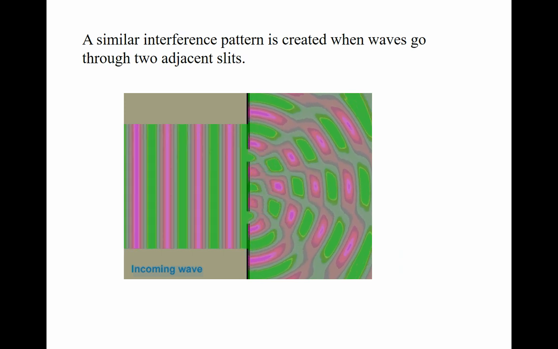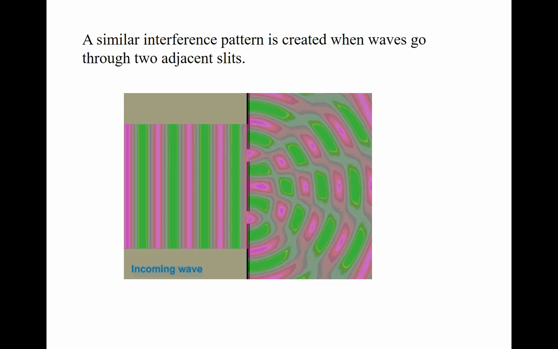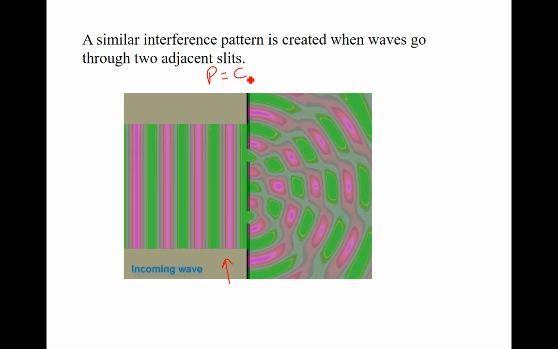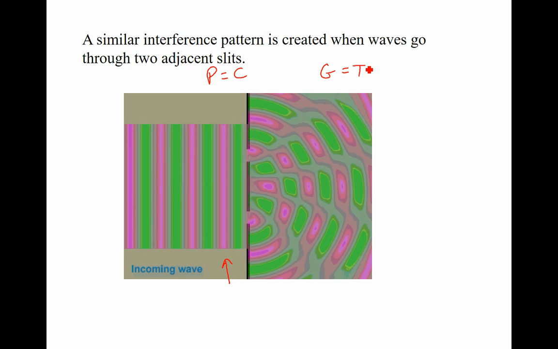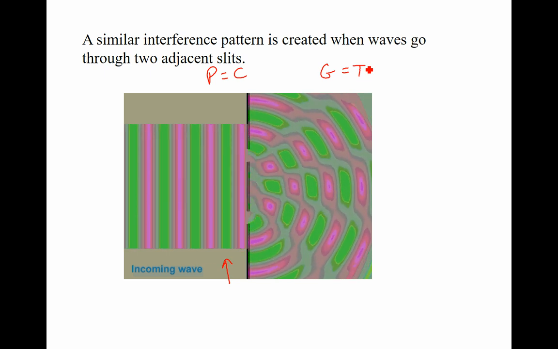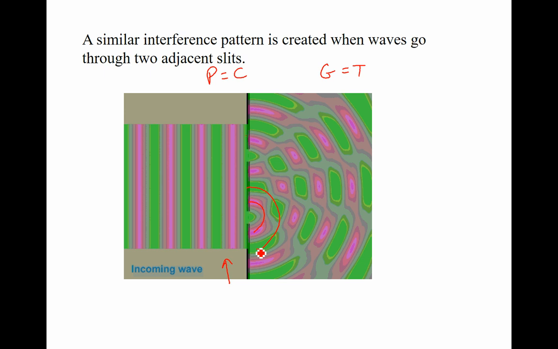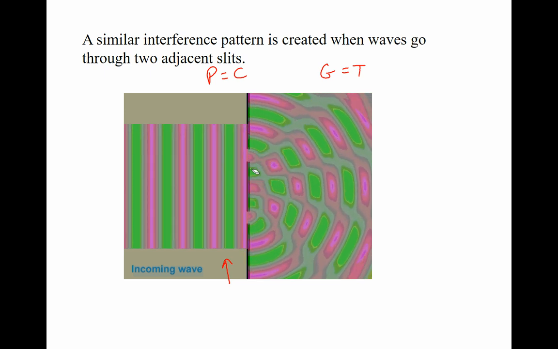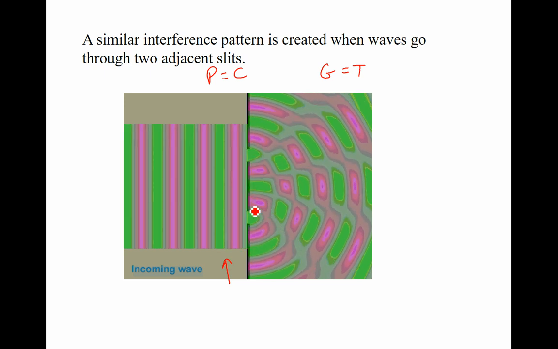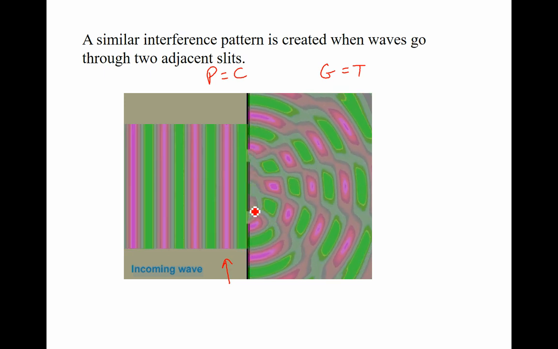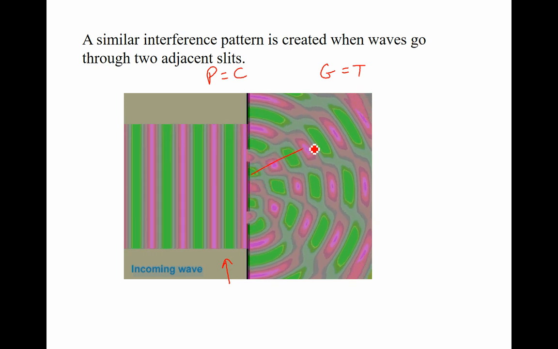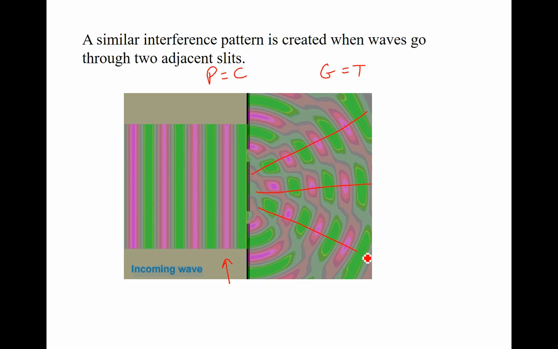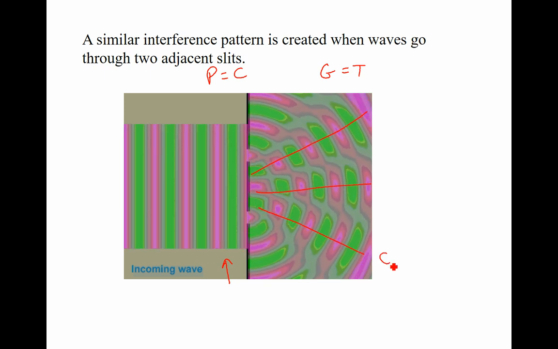But long story short with this, and again, the animations are kind of hard to draw on. We've got crests and troughs. We could say that the purple is a crest, and the green is a trough, doesn't really matter which. But we've got these two openings. Around each of these openings, they're creating their own circular wavefronts. But then the circular wavefront from one is interfering with the circular wave from the other and creating constructive and destructive interference. So where we see definitive green and purple, there and there, there and there, there and there, that's where we would have constructive interference.